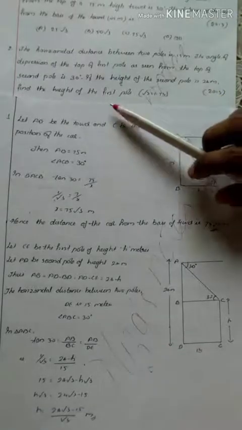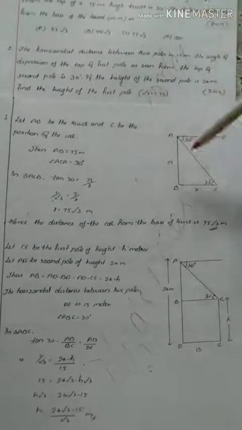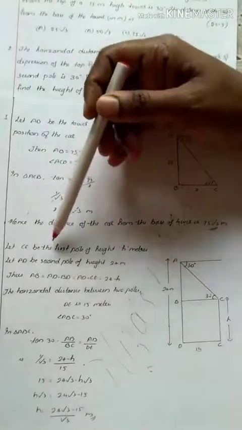Now, if the height of the second pole is 24 meter, find the height of the first pole. So you have this pole which is 24 meter, and you have to find the height of the first pole, which you will mark as h. So this is one kind of question which will be asked in your exam. So you will write the things which are needed very neatly.